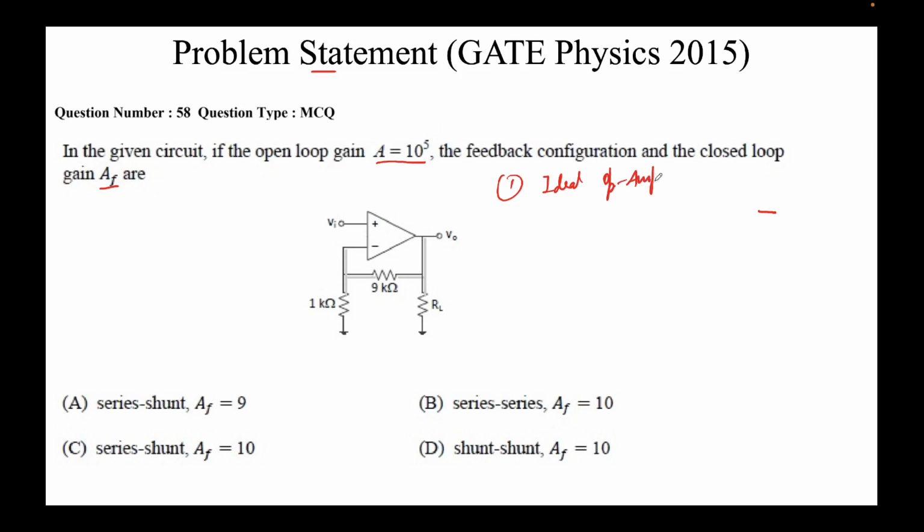Now, let's check the question. The question is silent whether the op amp is ideal or not. If nothing is given, we'll assume that it is ideal. If it is non-ideal, the question has to say it's non-ideal.